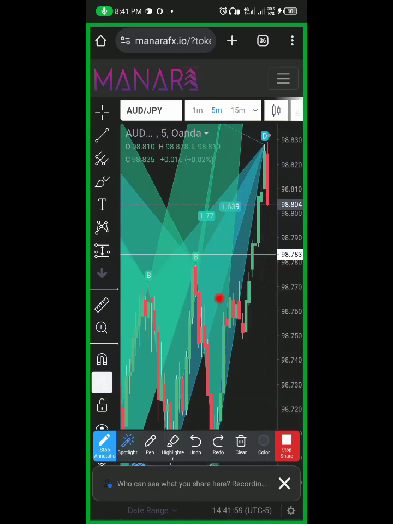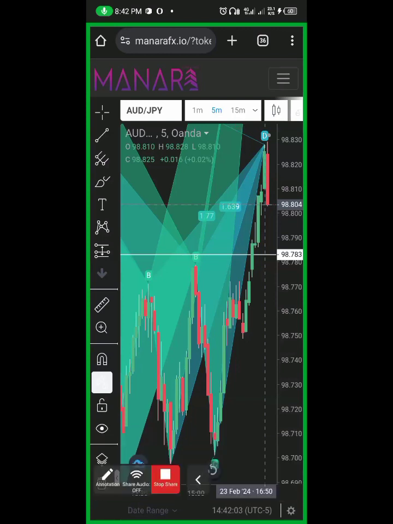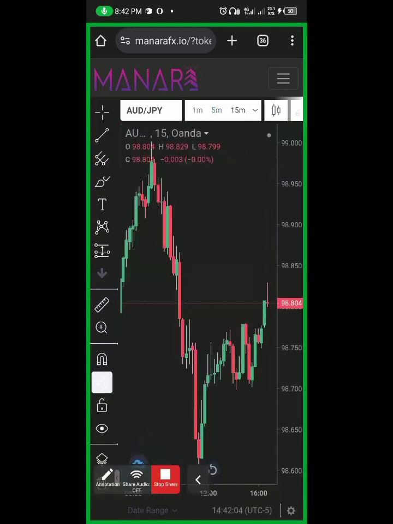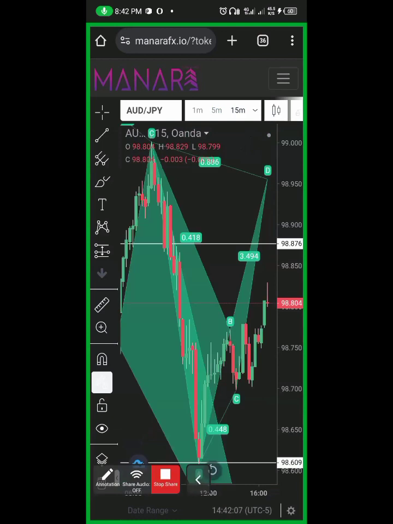So if you choose 15 minutes, it means it will show you candles whereby each candle will be 15 minutes, as you can see here. So that is the time frame. Remember, the first thing you do is what? You come to the pair and choose your pair.